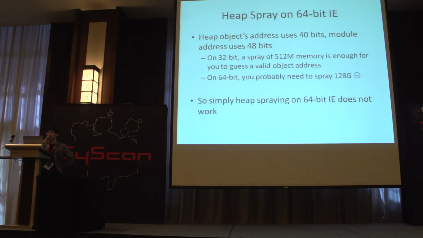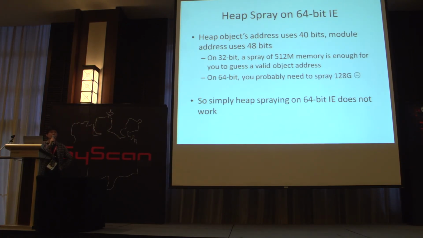On 64-bit IE, heap object addresses use 40 bits, and a module address will use 48 bits. What does that mean? On 32-bit IE, a heap spray of 500 megabytes of memory is enough for us to get some objects. But on 64-bit IE, you may need to spray more than 100 gigabytes, which is infeasible here.